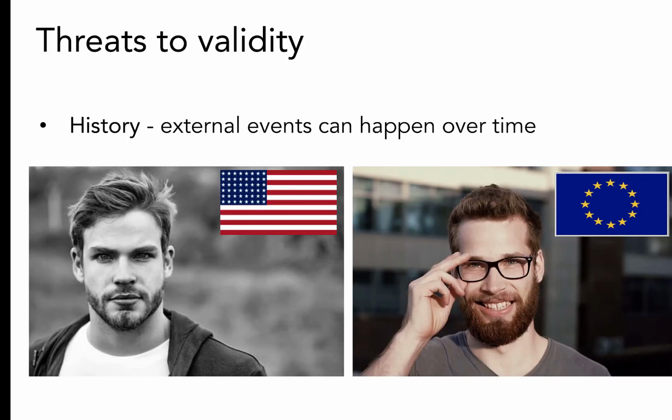The first main threat to internal validity is history. History is any external event that can happen over the course of an experiment. Experiments usually take place over a certain period of time, and during that time, things can happen. So let's say, for example, you want to study whether Americans versus Europeans are happier growing up. So your independent variable would be place of birth, the United States versus Europe. That's the independent variable. The dependent variable would be happiness, just measuring self-reported happiness, for example, on a scale in a survey.